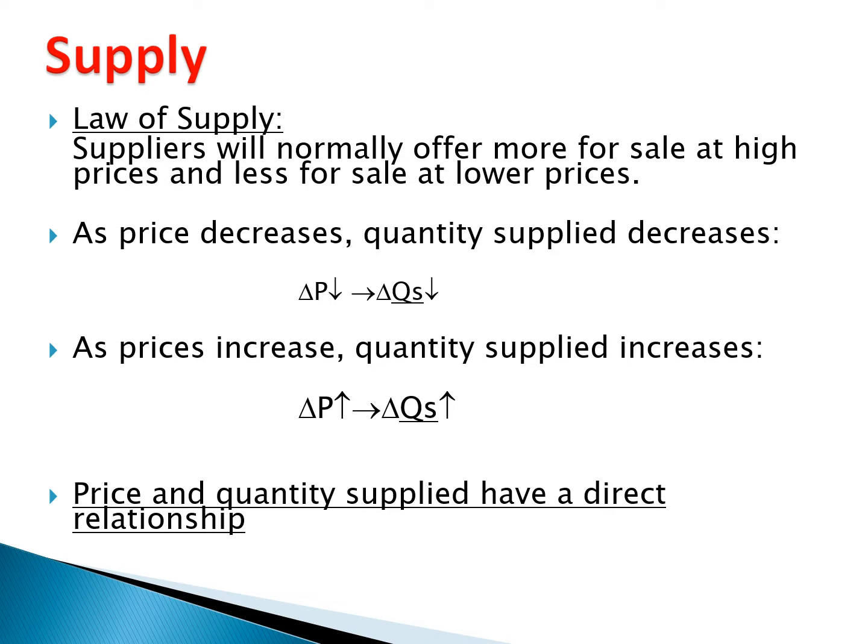This is a direct relationship. Supply is a direct relationship, whereas demand was an inverse relationship. Remember, with supply, you're thinking as a seller. Price goes up, you're going to produce more. Price goes down, you're going to produce less.